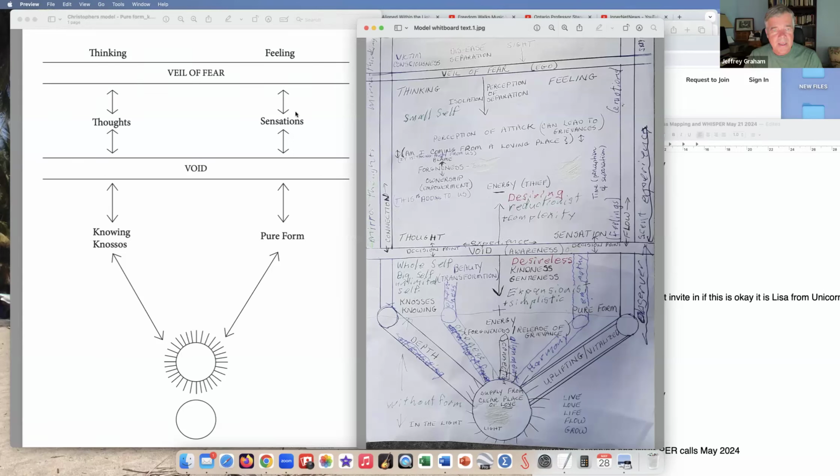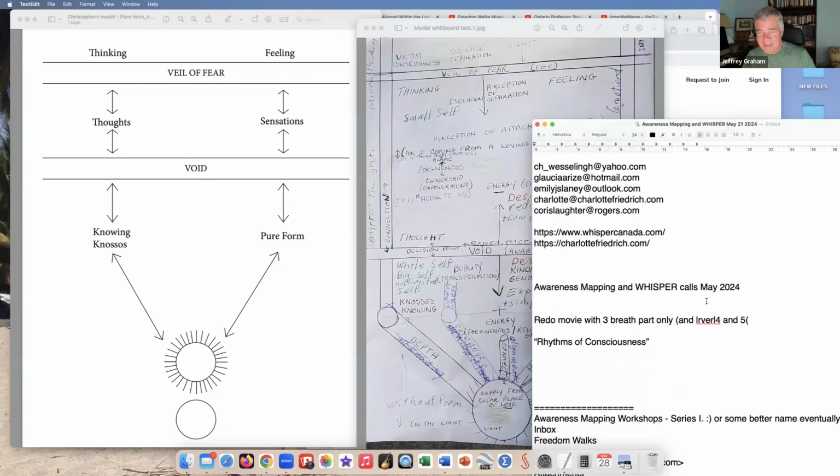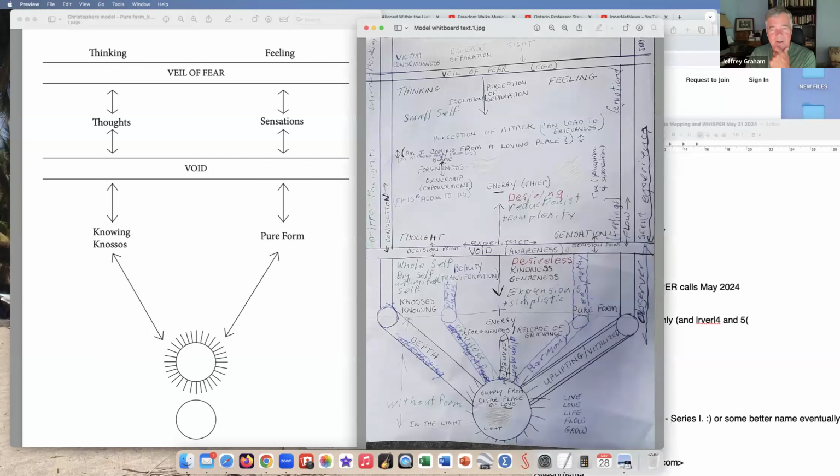What I was thinking was asking you a few more questions about this rhythms of consciousness model, or what did I call it? I called it awareness mapping. I'm going to ask you a few questions about this because what you just gave me, and I have on the screen right here, is some of the text you guys have been writing on your whiteboard while you brainstorm, and you have a whole other whiteboard now filled, which you're going to take a photo of and send to me.